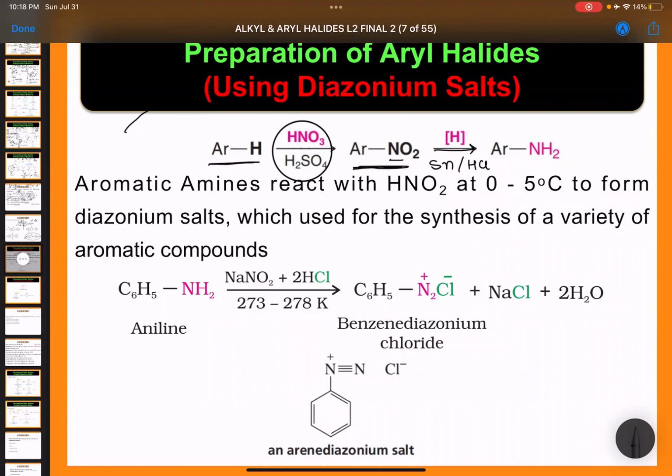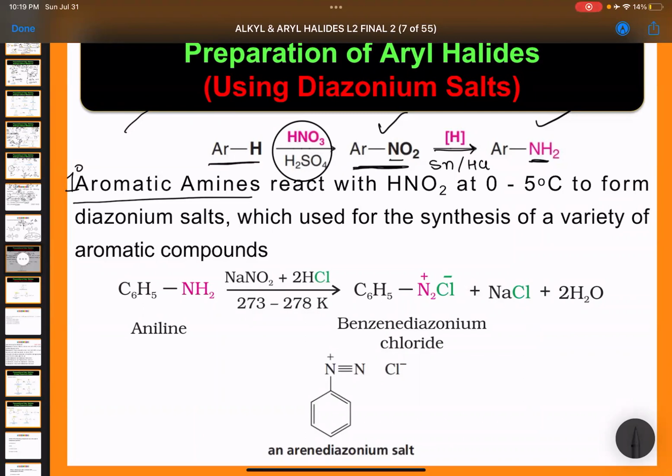Sn/HCl and Fe/HCl are reducing agents, good reducing metals, and just now we have seen zinc HCl. Sn/HCl is a very famous reducing agent which is used to reduce nitrobenzene to aniline. Now this aniline you have is a primary aromatic amine. 1 degree means this nitrogen is connected to only one carbon, which is the carbon of the benzene ring.